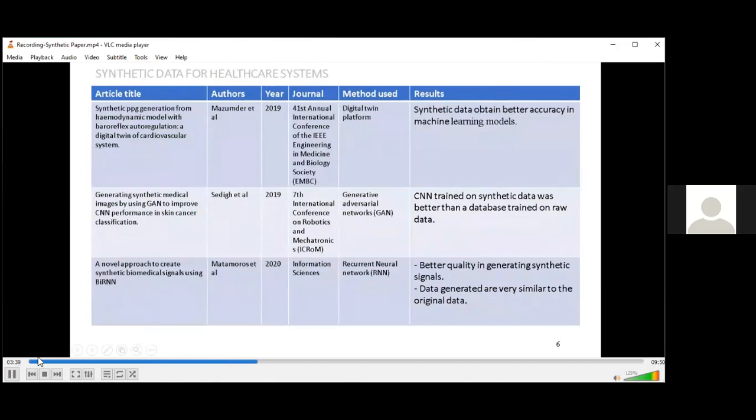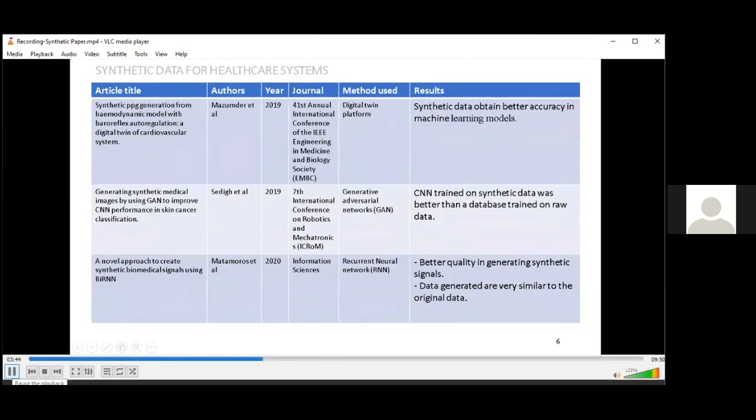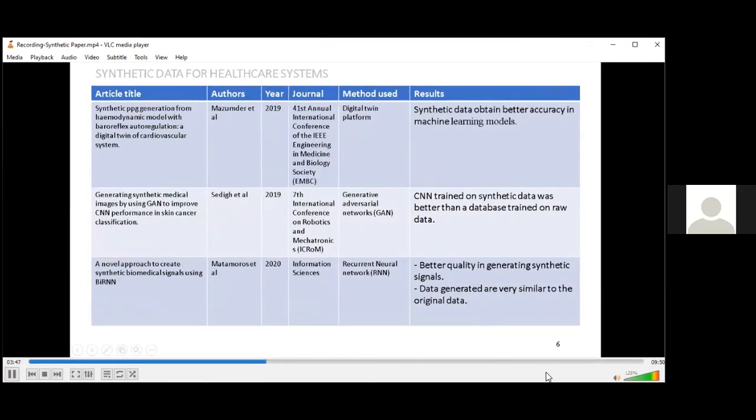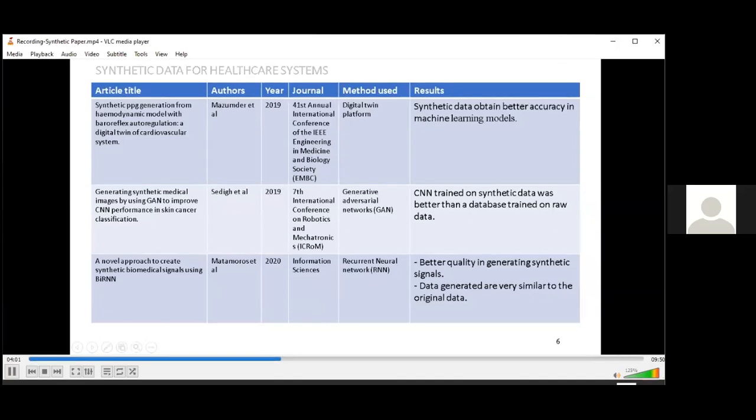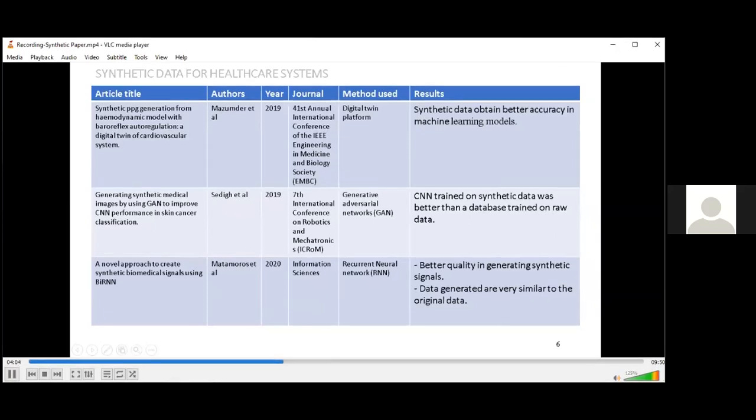Briefly, this article talked about synthetic PPG generation from a hemodynamic model with baroreflex autoregulation. They used a digital twin platform as a method. The result was that the synthetic data obtained better accuracy in machine learning models. Here we talk, for example, about generating synthetic medical images using GAN to improve CNN performance in skin cancer classification.